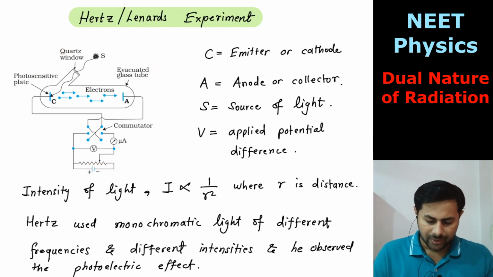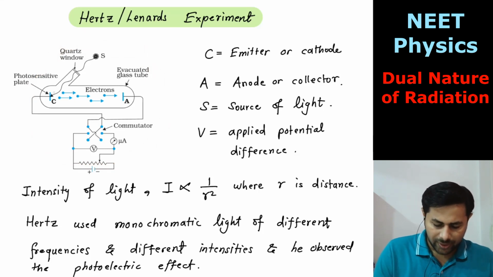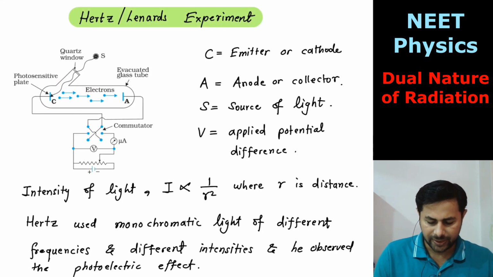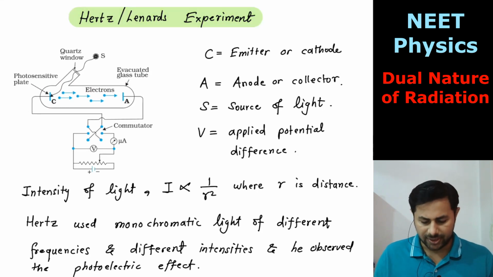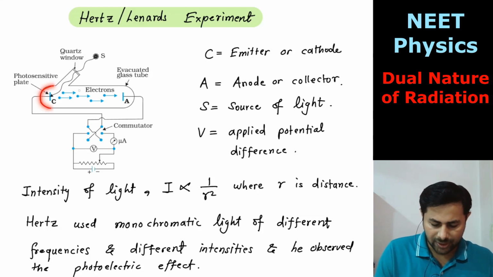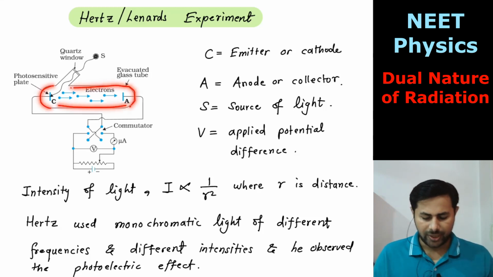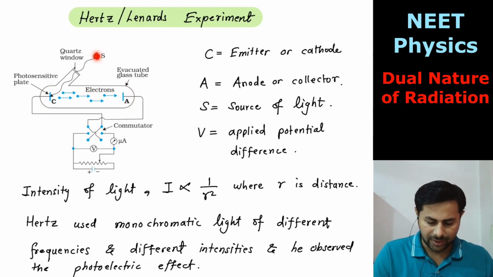All right, so the experimental apparatus of Hertz or Lenard looks something like this. This is the schematic diagram. This is a glass tube, an evacuated glass tube. There is a vacuum inside this glass tube, and here you have a source of light.